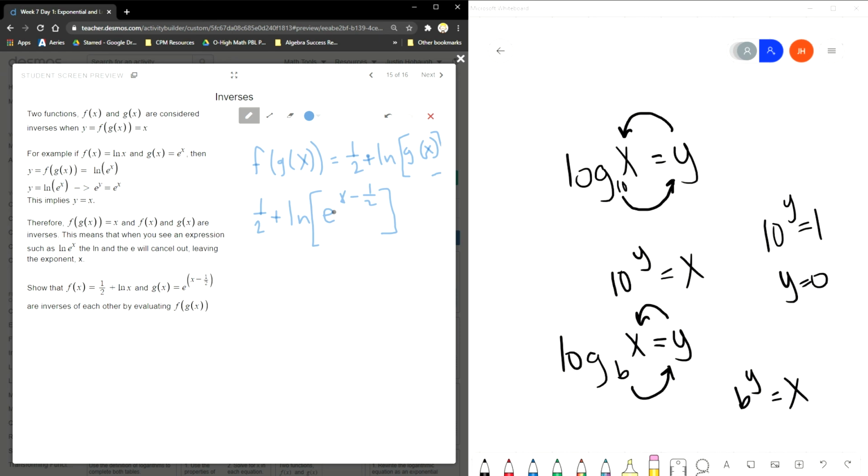Interestingly, guys, remember logs and exponentials are inverses of each other. So what's going to happen is, I'm going to do it in red. These guys will actually cancel each other out. And what we would be left with is just the exponent. And so you'd be left with 1/2 from this guy plus, and then this exponent, x minus 1/2. And this whole thing will simplify because, right, the 1/2 and the minus 1/2 will cancel, and I'm left with just x. So they actually are inverses, these two functions.